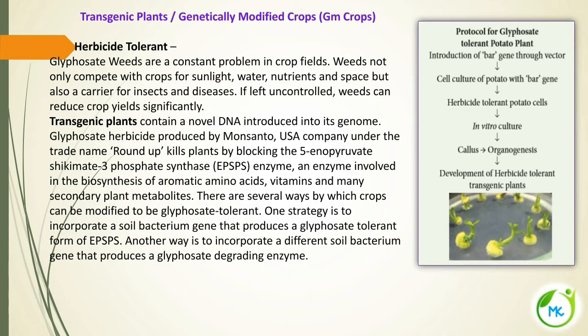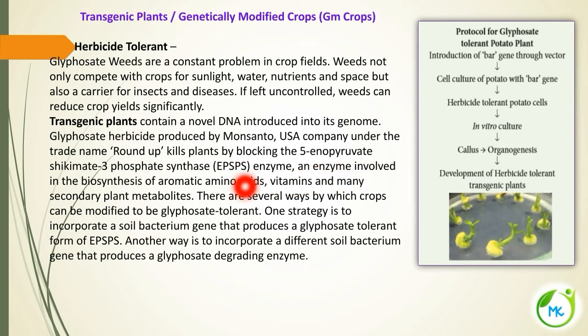Transgenic plants contain a novel DNA introduced into their genome. First, we are going to see the herbicide tolerant glyphosate. The glyphosate herbicide is produced by the Monsanto company, USA, under the trade name Roundup. It kills the weed plants by blocking the 5-enolpyruvylshikimate-3-phosphate synthase enzyme. In short, it is called the EPSPS enzyme.